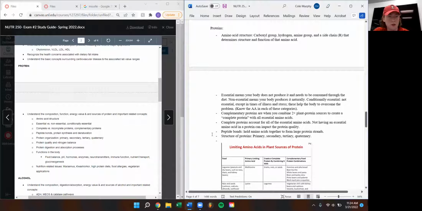So, moving on to peptide bonds. These are the bonds in between the amino acids that create these long chains of amino acids, which is the protein. So they're what's holding together the amino acids.